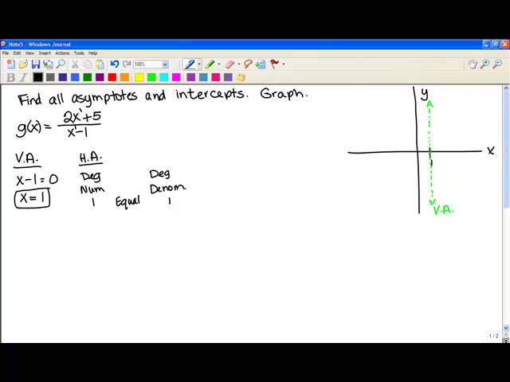Looking at the rules, when the degrees are equal, we look at the fraction found from the leading coefficients. The leading coefficients are 1 and 2, so the fraction turns out to be 2 over 1, or just 2. So on the y-axis, at 2, we have a horizontal asymptote.